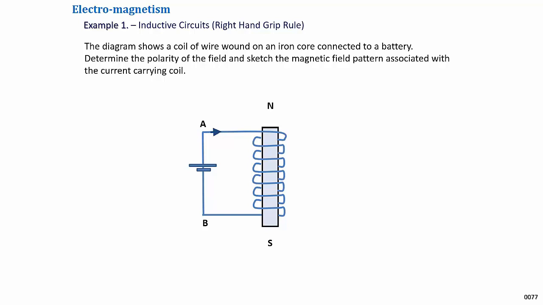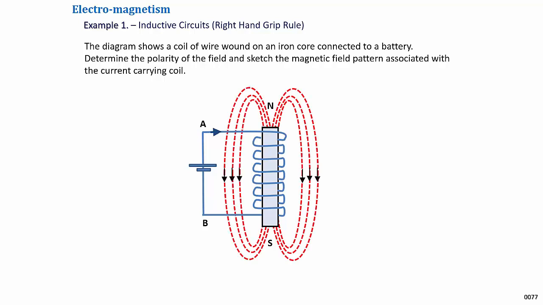So, using the right-hand grip rule, the fingers will curl clockwise about the coil and the thumb will point to the top of the coil. This is then the north pole, and the bottom of the coil will be the south pole. So the lines of magnetic flux will align from the north to the south pole.